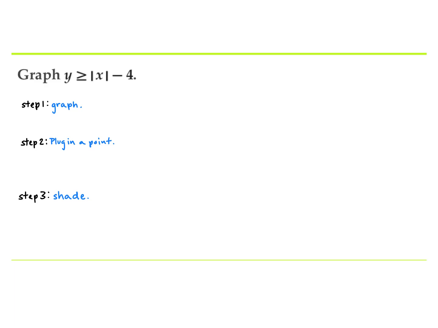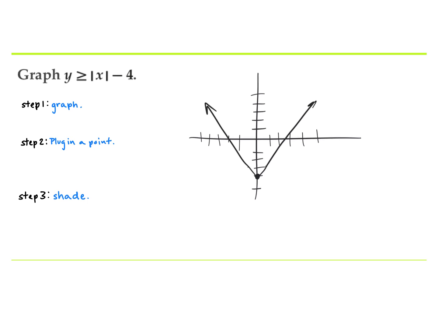Now for part 2. They want us to graph this. So it's already in slope-intercept form. So we're going to start by the point right here. And the absolute value, guys, is going to look like a V. So solid line up like that.